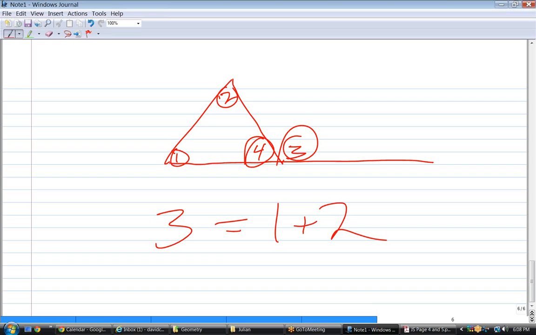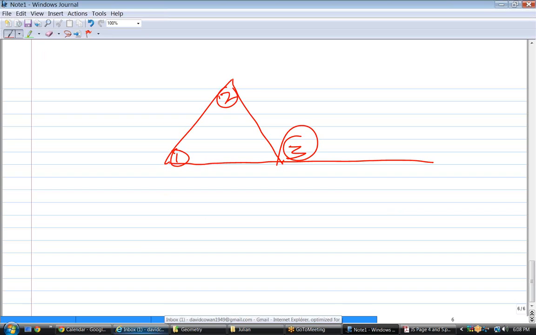Okay. And that's why it's equal to 1 plus 2, because 1 plus 2 are also supplementary to 4. So therefore, 3 is equal to 1 plus 2. And we had a problem earlier. Now, the reason not everybody remembers this theorem is because you really don't need to remember it. In other words, it's pretty easy to figure out everything here without knowing that theorem.